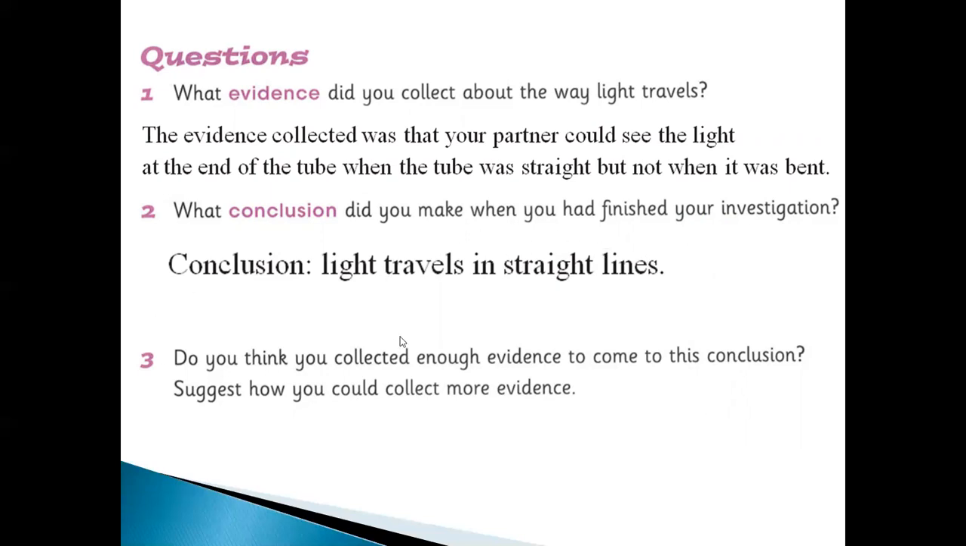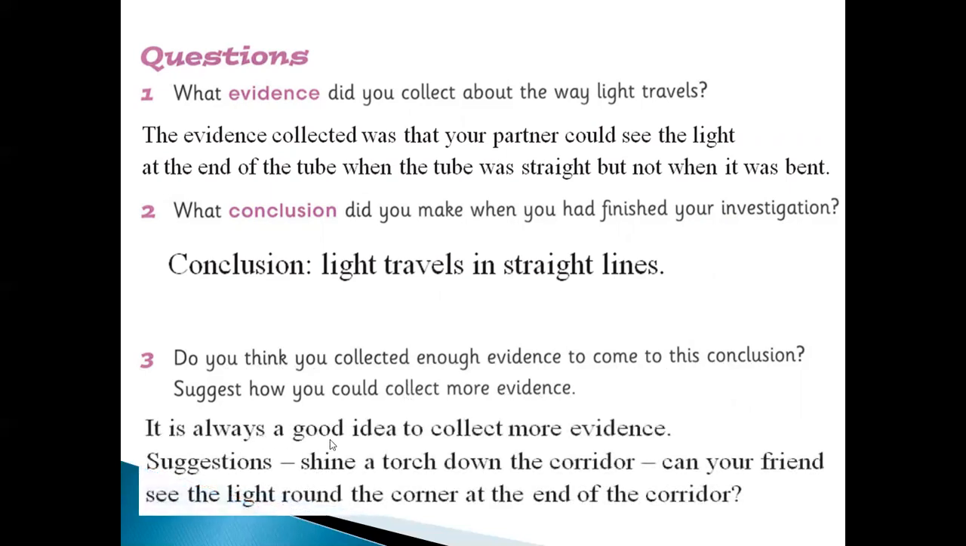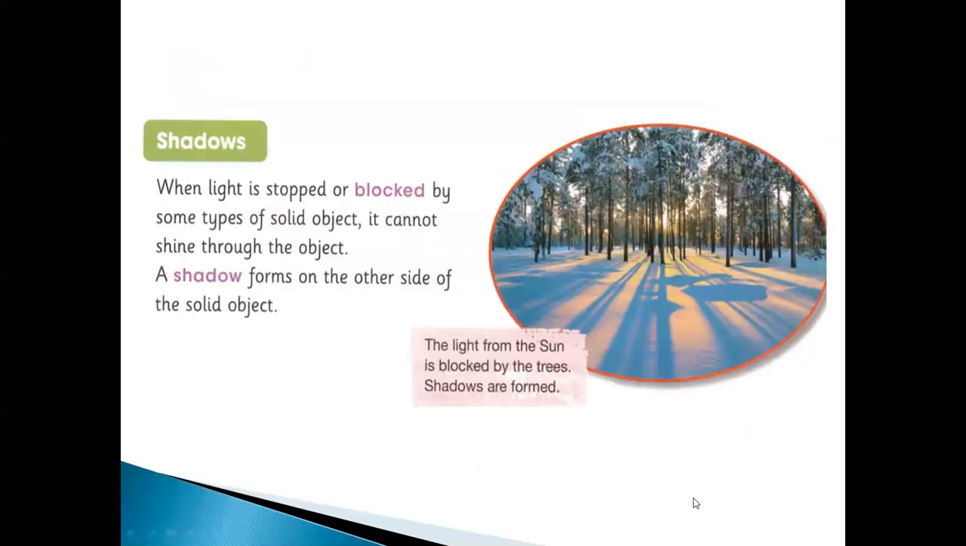Do you think you collected enough evidence to come to this conclusion? Suggest how you could collect more evidence. It is always a good idea to collect more evidence. If you repeat your activity more times, you can get the proper answer. So shine a torch down the corridor. Can your friend see the light around the corner at the end of the corridor? Try to do it. Now we are talking about shadows.